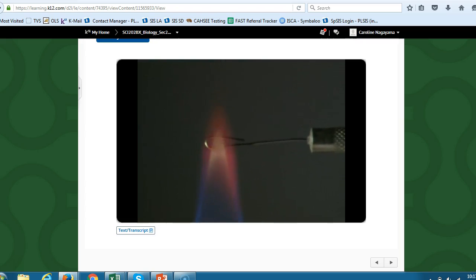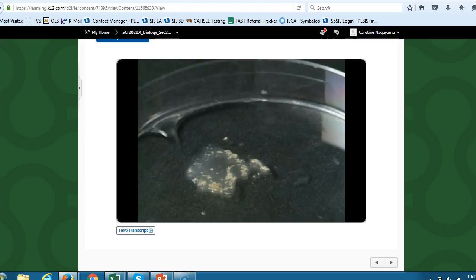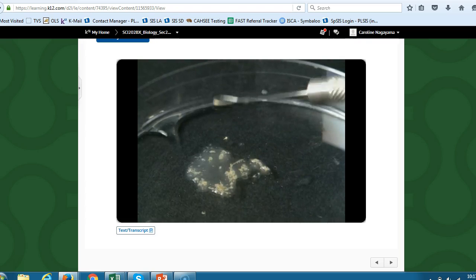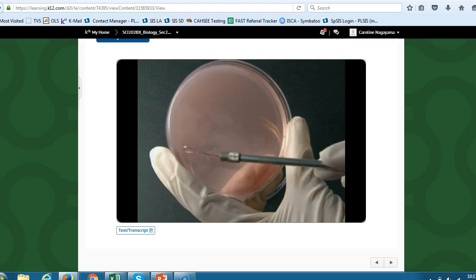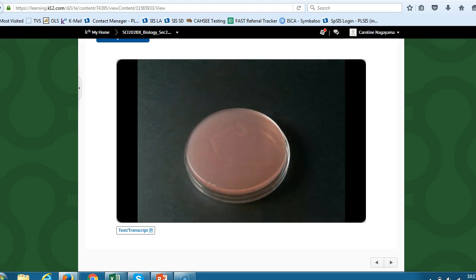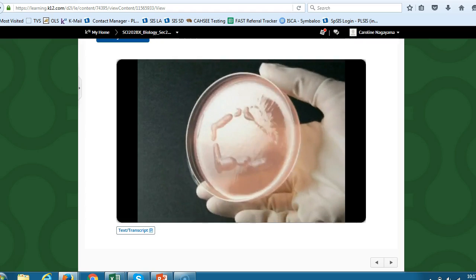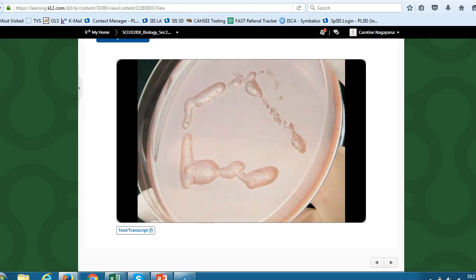A loop of wire is heated in a flame to make it completely sterile. It's then dipped into the bacteria and transferred to a sterile plate containing agar. After a few days' incubation, the rhizobium has multiplied and is now visible.